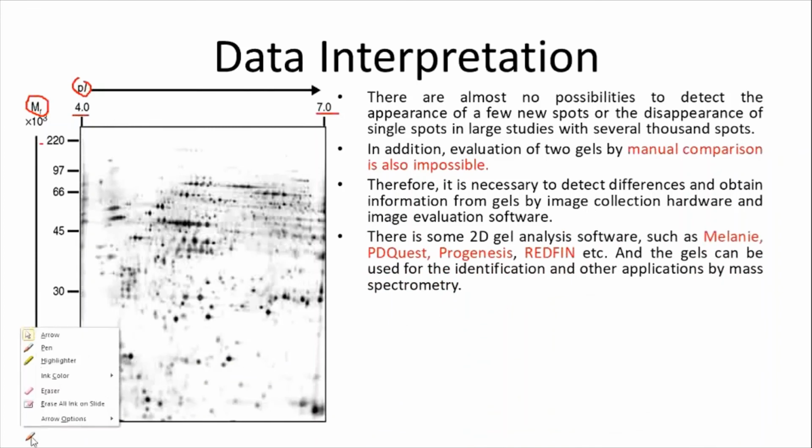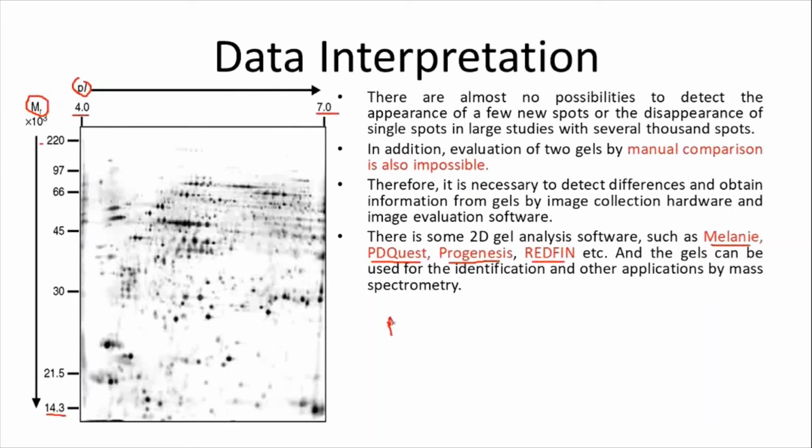What are the names of the software? Readily available ones are Melanie, PD Quest, Progenesis, and Redfin. These are the famous software we are using for analyzing the spots. After identification, we can calculate the PI of the protein and the molecular weight of the protein. We can easily identify them. So once identified, the single band is cut out.